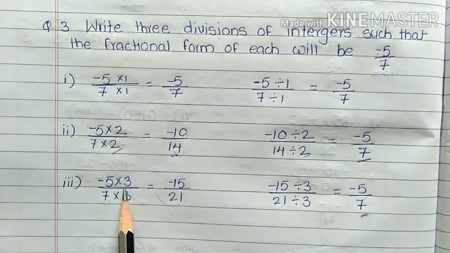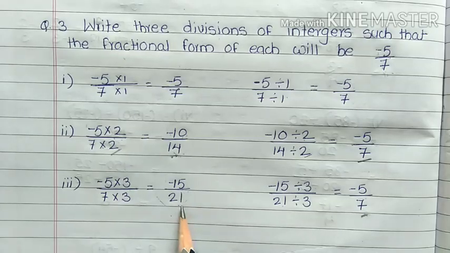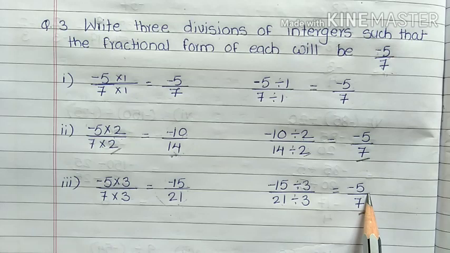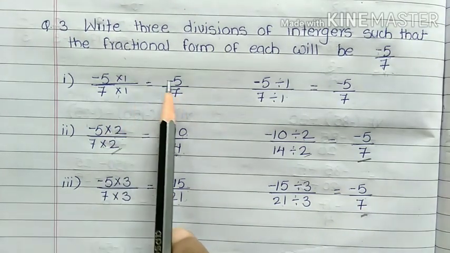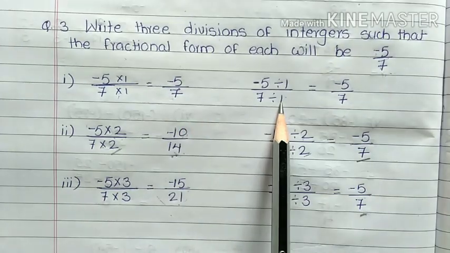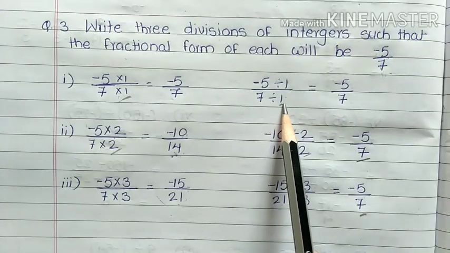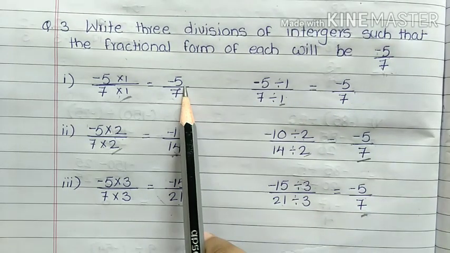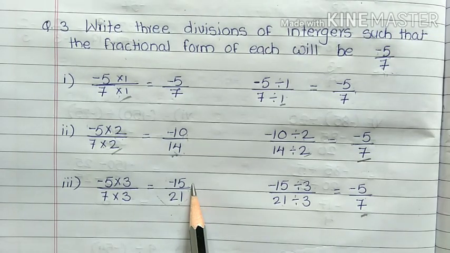Multiply the fraction by 3. The answer is minus 15 upon 21. So minus 15 upon 21 divided by 3 again gives minus 5 upon 7. So when we multiply by a number, the answer gets divided by the same number, giving the original fraction. So which 3 divisions of integers? Minus 5 upon 7, minus 10 upon 14, minus 15 upon 21.